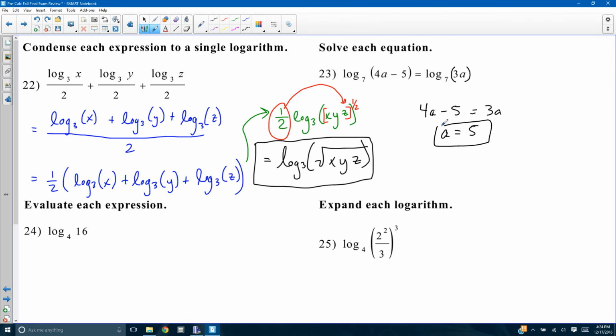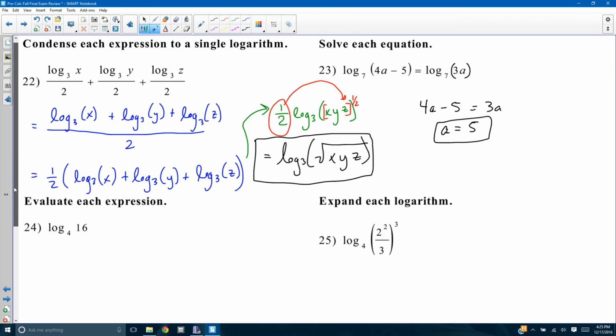One thing you want to be cautious, though, with log problems is just make sure that your value does work in your original set. Like if I substitute 5 into here, not saying make sure that both numbers work, but make sure that you don't take the log of a negative value or of 0. In this case, I'll be taking log base 7 of 15 equals log base 7 of 15. All's good. I have no issue there.